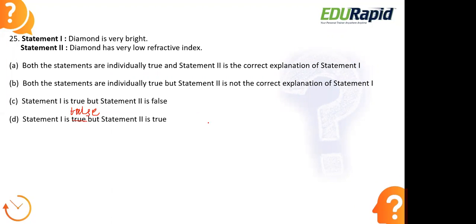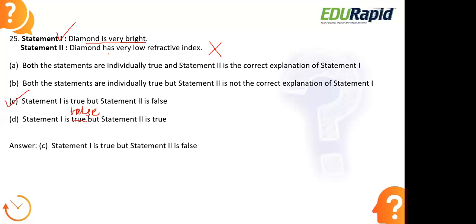Okay, let us look at the right answer here. The right answer is option C. Statement 1 is true, but statement 2 is false, because diamond has a very high refractive index. We know that diamond is a very bright material, which is used in ornaments and jewelry. That is one of the reasons we use it in ornament manufacturing, since it is a very bright material.